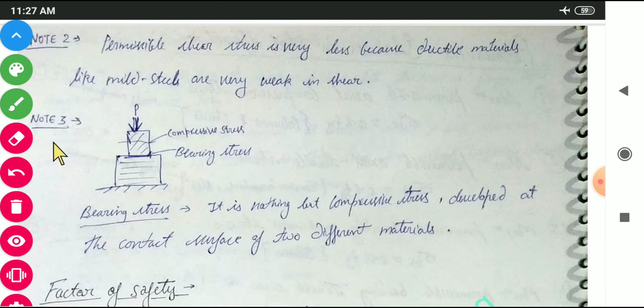Next point to note here is the bearing stress. It is nothing but compressive stress developed at the contact surface of two different materials. So here you can see there are two materials, first this one and this one. Compressive stress will be the direct stress, and bearing stress will be at the surface of the different material, somewhere here at the surface.